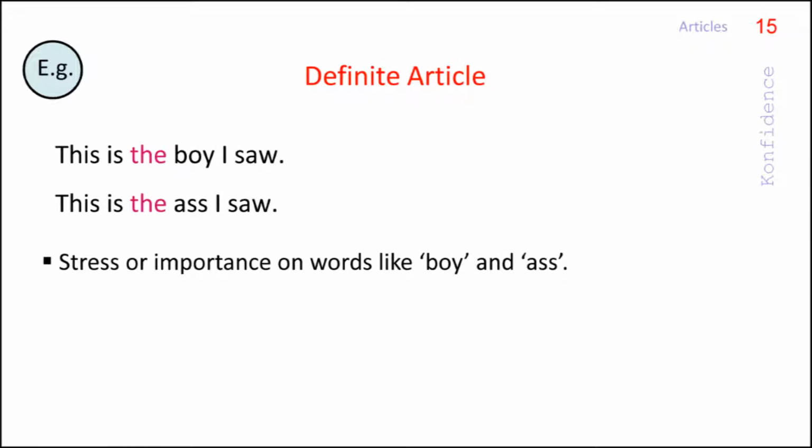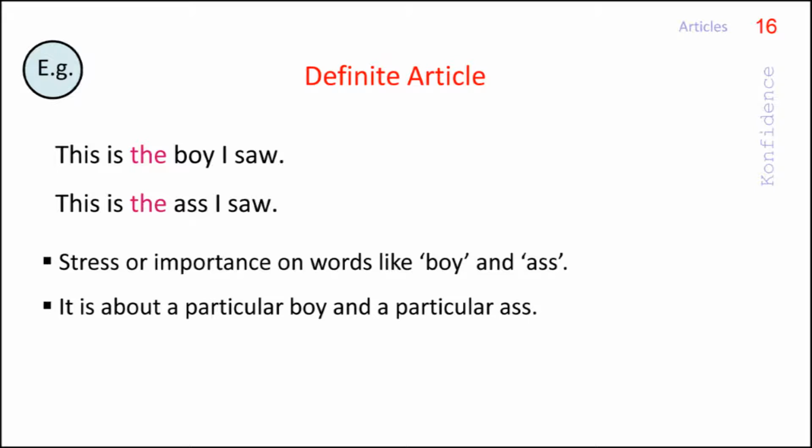In the second example, there are two sentences. In both sentences, we can see definite article the. Why? These sentences clearly express the stress or importance given to the nouns boy and ass by the speaker of the sentence. The speaker is telling us about a particular boy and a particular ass in these sentences. These examples illustrate where and how articles must be used.